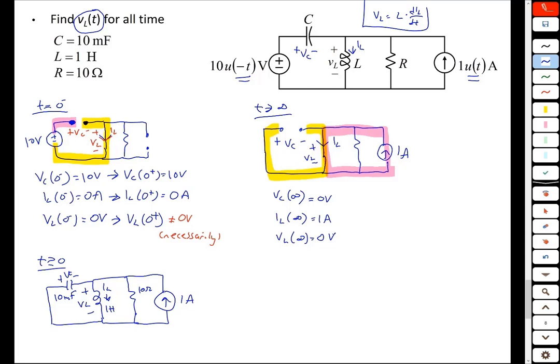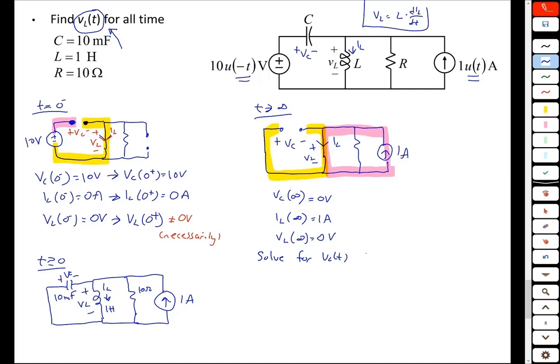The next decision we have to make is whether we want to solve for VC or IL. Remember, ultimately we want to solve for VL, but in the meantime, we solve for either VC or IL, and then in the last step, convert VC to VL or IL to VL. So we have a choice here, and it doesn't matter which one you choose. I'm going to solve for VC.